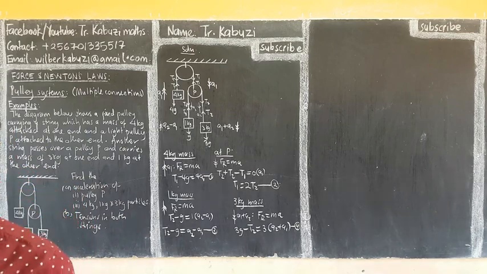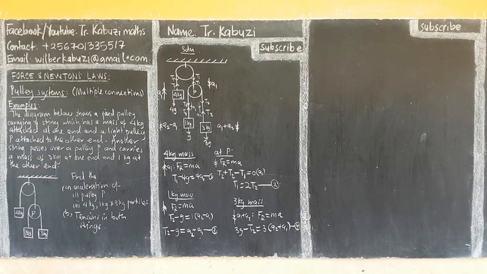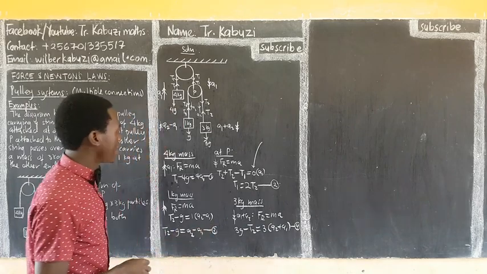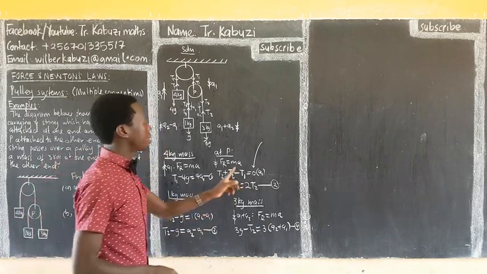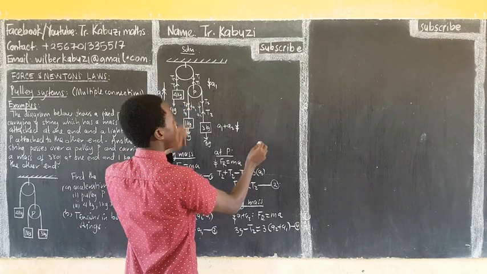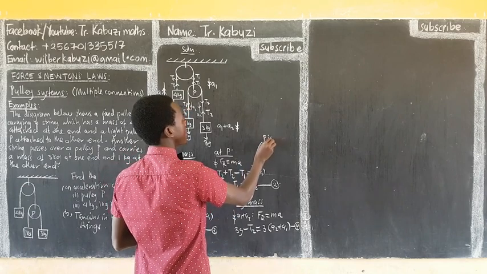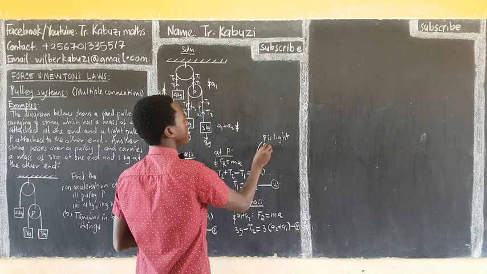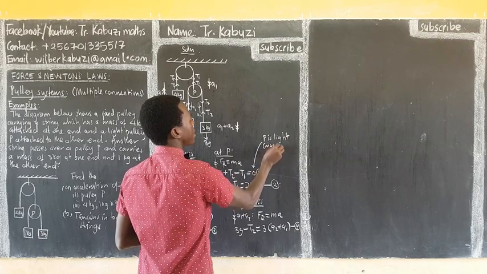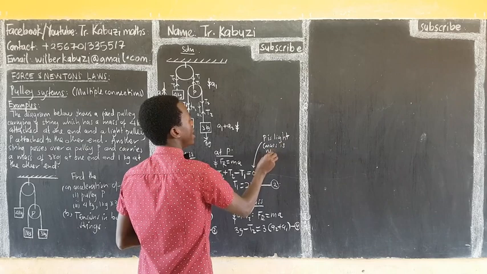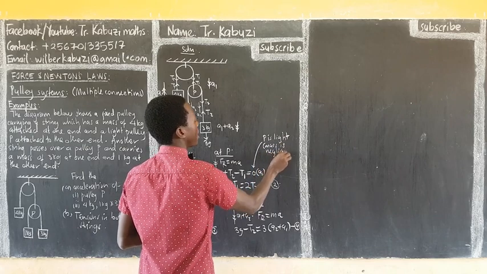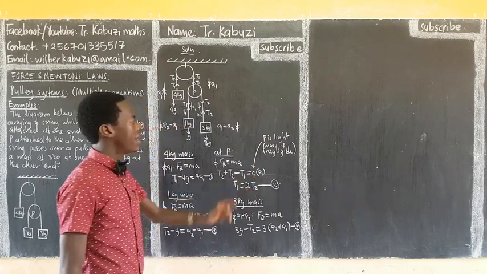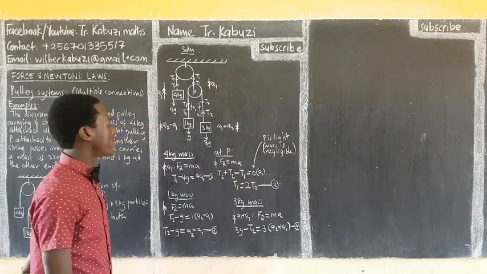So let me get mine. Okay, members, let us see now how we solve this. Here we said the mass is 0 because the pulley is light, so the mass is negligible. We can take it to be 0.